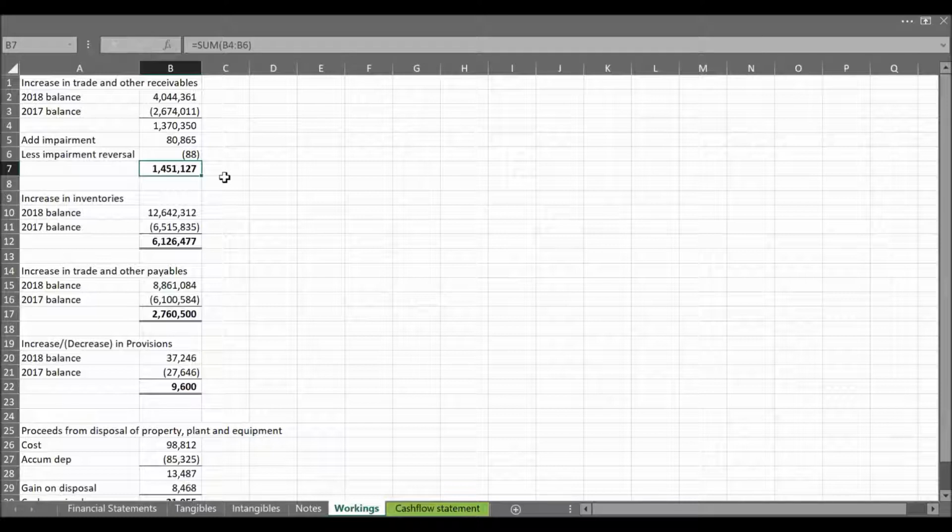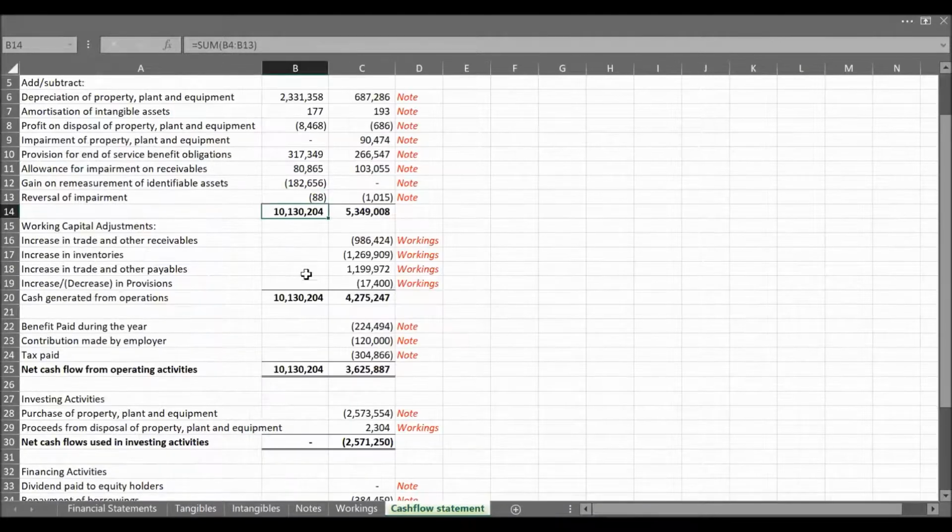Instead of having assets in cash, you are storing them up as other assets, which means there's a cash outflow for that particular account balance. In this case, since our current year balance is positive, it means there's a cash outflow of 1,451,127. So we're going to deduct this from the cash flow statement. In my cash flow statement, I enter equal to negative workings.